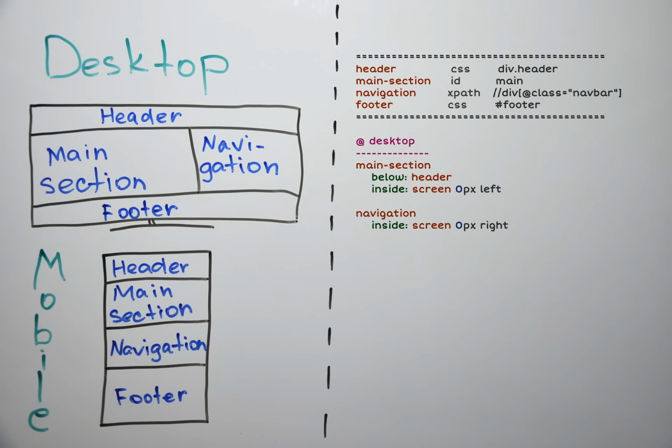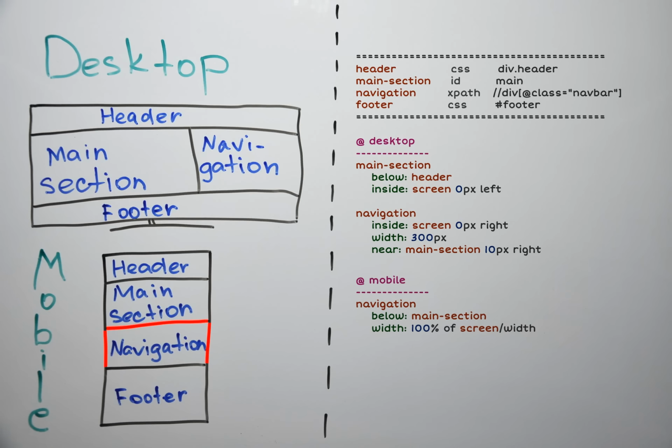In this example, we specify that the navigation panel should be on the right side of the screen. It should have a width of 300 pixels and it should be located near the main section on the right side. Now let's define the spec for mobile device. The difference would be that now we say that navigation panel should be below the main section and its width should be 100% of a screen width.